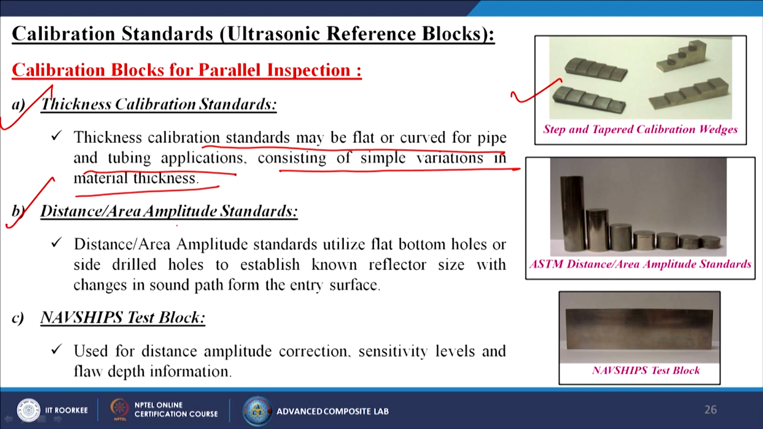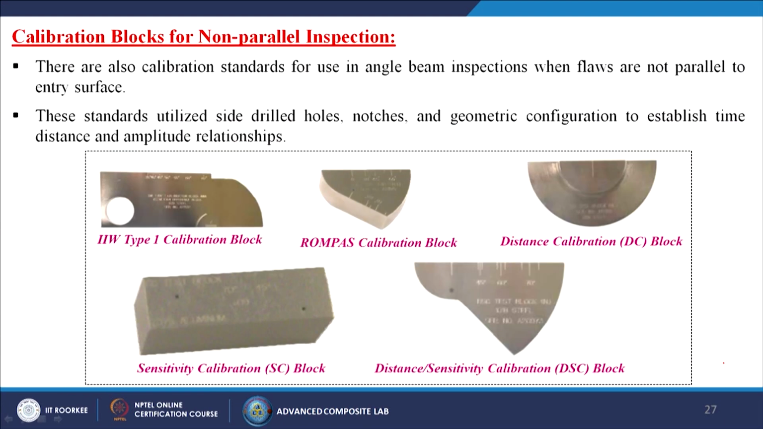Second, distance and area amplitude standards. Distance or area amplitude standards utilize flat bottom holes or side drilled holes to establish a known reflector size, which changes in sound path from the entry surface. Here you can see ASTM distance and area amplitude standards, so many. Third one is called the Knapp-Schiff's test block, used for distance amplitude correction, sensitivity levels and flaw depth information. So, this is known as the Knapp-Schiff's test block.